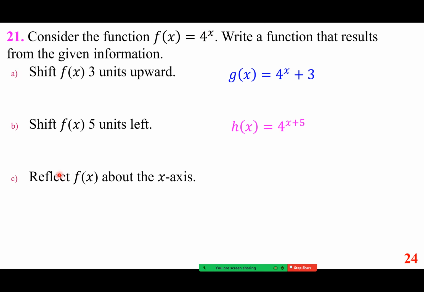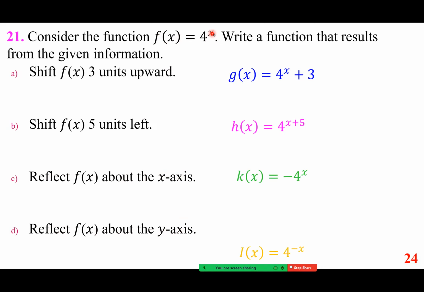We want to reflect f of x. We are going back to the original function about the x-axis. So because it's about the x-axis, you're really changing the y from positive to negative. In essence, you put a negative in front of 4 to the power of x. Whereas when we want to reflect it about the y-axis, then you change the x to minus x. So those are the transformations.